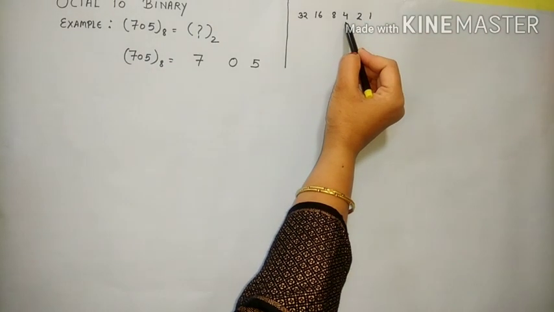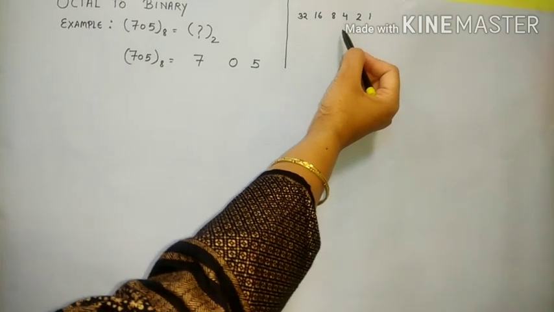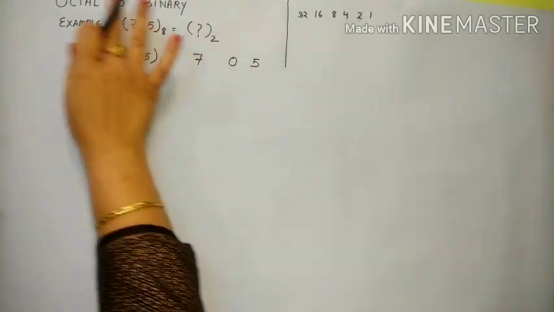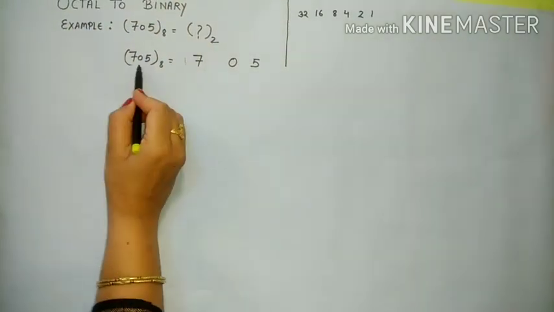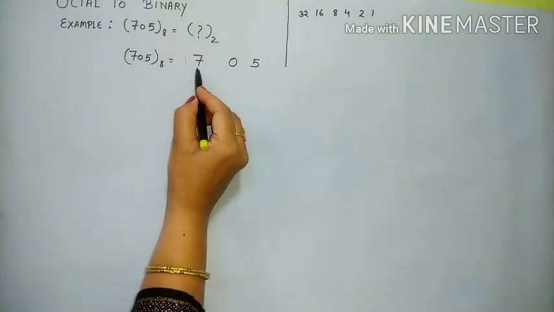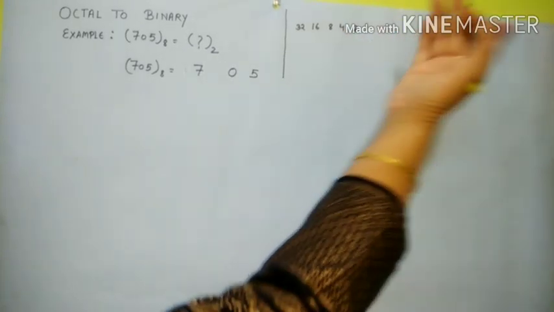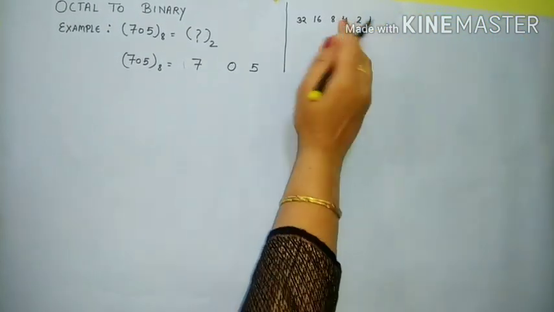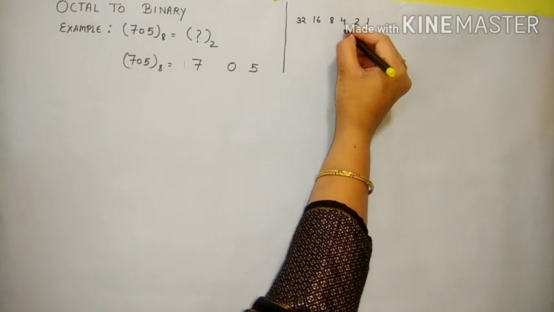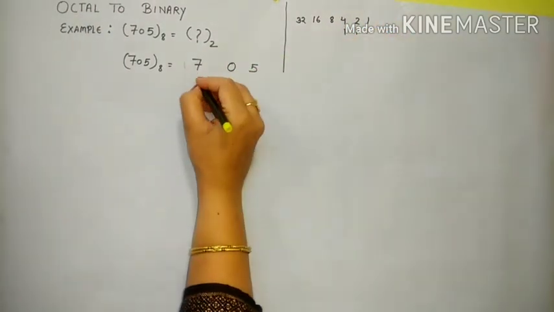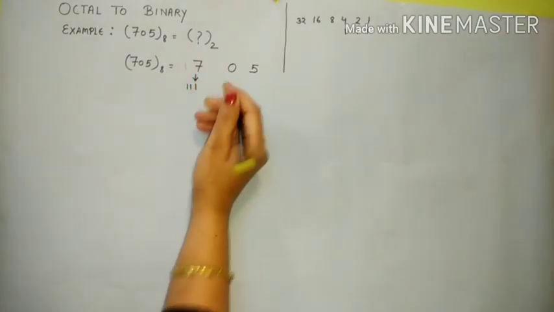The bits which you need to make 7 will become 1, and the other bits will become 0. For converting octal to binary, the first step is that every digit of the octal number you have to convert to a 3-bit binary representation. So we'll consider only the right hand side, the last 3 digits. For 7 we need 4, 2, 1. Under that we'll write 1, 1, 1. So the equivalent binary number for 7 will be 1, 1 and 1.